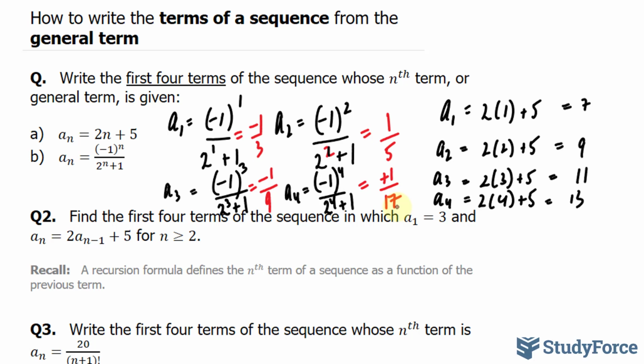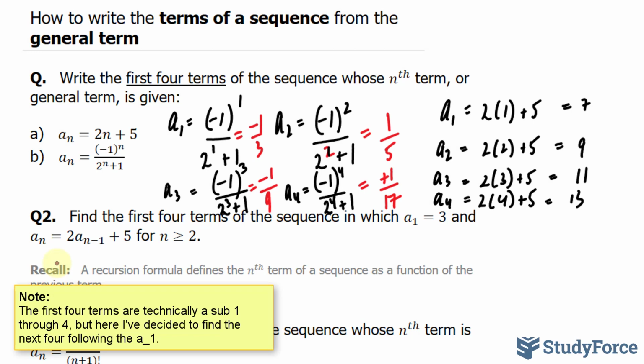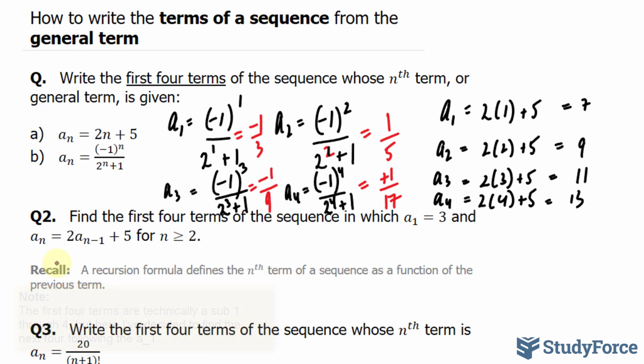In question number 2, they want us to find the first four terms of the sequence in which a sub 1 is equal to 3, and the general term is shown right here, 2 times a sub n minus 1 plus 5 for n is greater or equal to 2. So they want the first four terms. We'll find a sub 2 all the way to a sub 5. Now a recursion formula defines the nth term of a sequence as a function of the previous term. So keep that in mind. This is why we've written n minus 1.